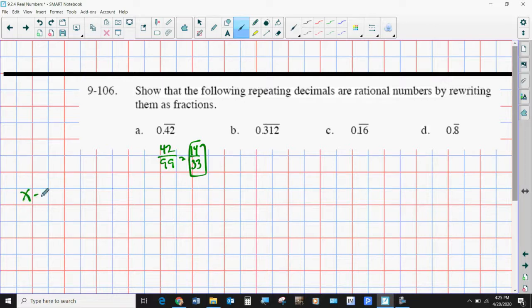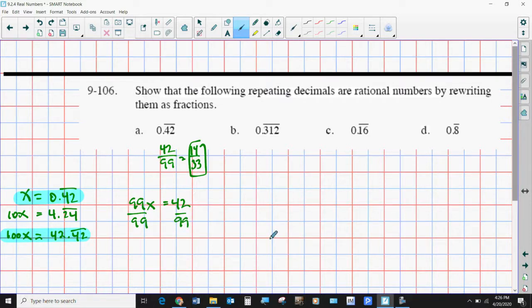Let's say that x is equal to 0.42 repeated. And if I multiply both sides times 10, that's going to make 4.24 repeated. That's not going to help me. So if I multiply everything times 100, it becomes 42.42 repeated. So I'm going to choose to do the subtraction with these two equations. So what is 100 minus 1? That gives you your 99x. And what is 42.42 repeated minus 0.42 repeated? That gives you your 42. Divide each side by 99.